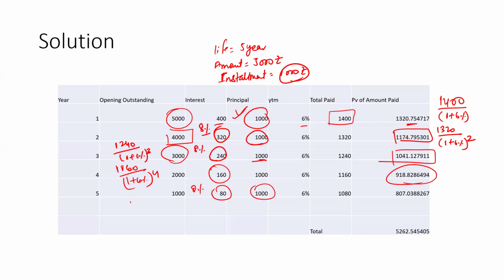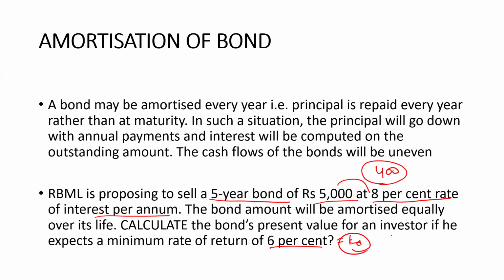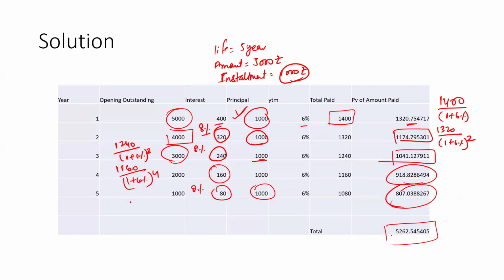And if you find the present value of 1,080 for the fifth year, we will get 807. Okay, and then if you do the total sum of this, we will get the sum total of present value as 5,262.545 something. So here we calculate the bond present value for an investor if you expect a minimum rate of 6%. So the present value of this bond is 5,262.545.